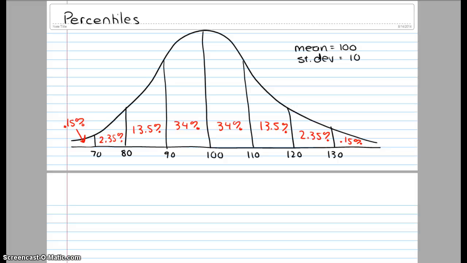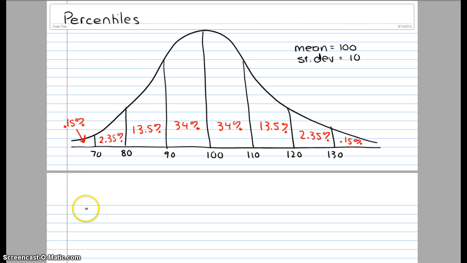Welcome to Percentiles. I trust you've watched the empirical video so you're comfortable with the empirical rule. Then these numbers should make sense to you. We were looking at IQ tests where the mean is 100 and the standard deviation might be 10.